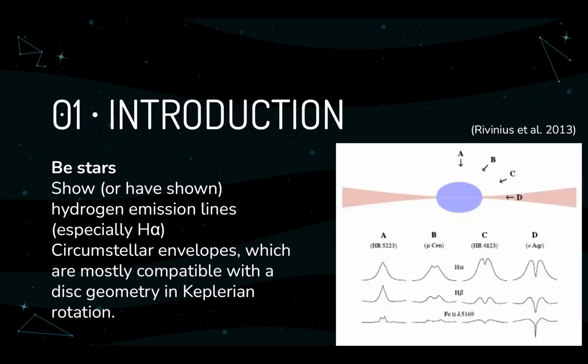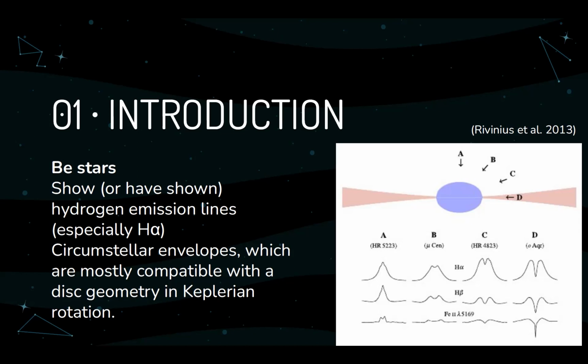So VE stars, what are VE stars? They are early type stars that show or have shown in some moments hydrogen emission lines, especially H alpha. They are mainly B stars, that's why we call them VE stars, but they can be also late O or early A stars. These emission lines are formed in a circumstellar envelope that surrounds the star, which are mostly compatible with a disk geometry in Keplerian rotation.